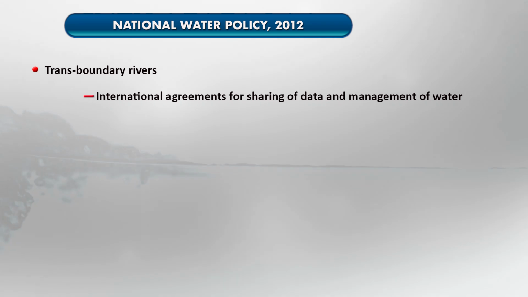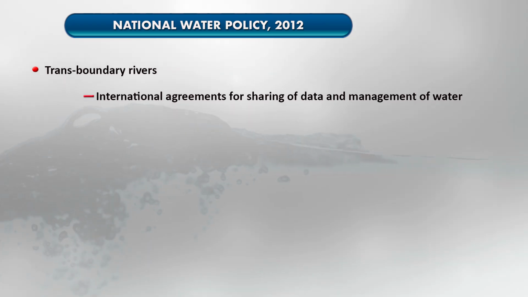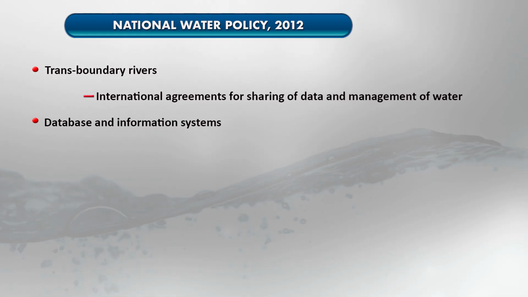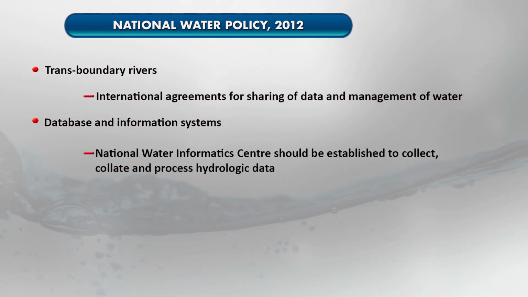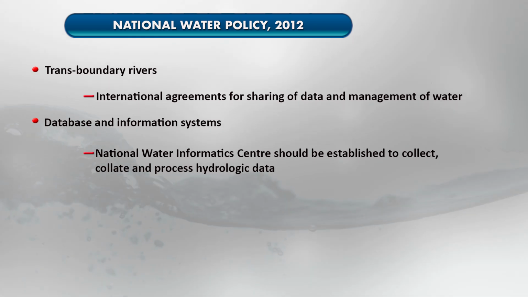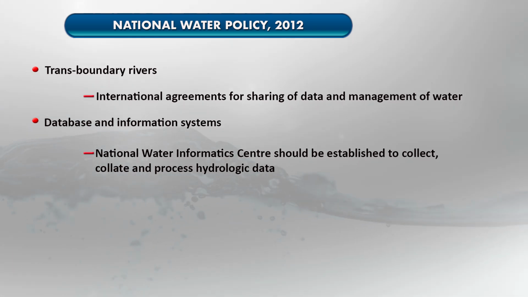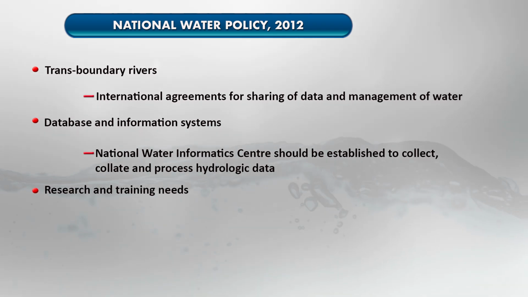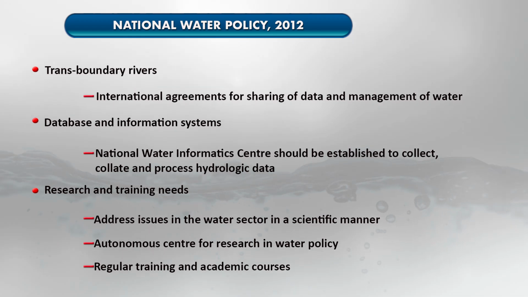And the policy also recommended, for transboundary rivers, international agreements for sharing of data and management of water. And database and information should be developed; a National Water Informatics Center should be established to collect and to process hydrologic data. And research and training are also required in the water sector to address the issues in a scientific manner. An autonomous center for research in water policy should be there, and we should provide regular training and academic courses for water management.